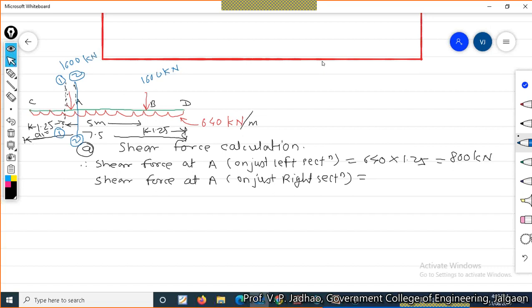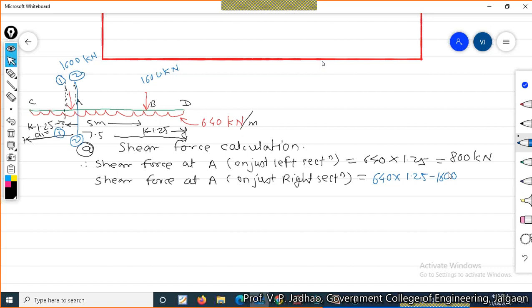Okay, the load is 1600 kilonewton. Now this 640 kilonewton per meter is going in upward direction. Therefore that will be positive. Therefore 640 multiplied by 1.25. Now this 1600 kilonewton load is going in downward direction. Therefore it will be considered as a negative. Therefore it is considered as a negative 1600.